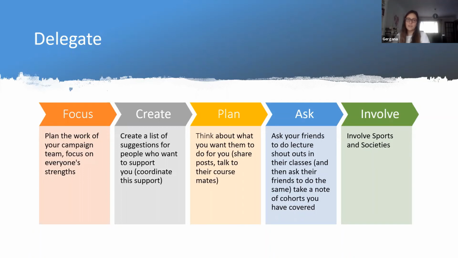Write down some suggestions for people of how they can help you. Think about what exactly it is that you want them to do for you. And again, ask your friends to do lecture shoutouts in their classes, because I think it's very powerful if someone who is already part of the group supports you and endorses you. And definitely take a note of cohorts you've covered. We don't want to spam people.